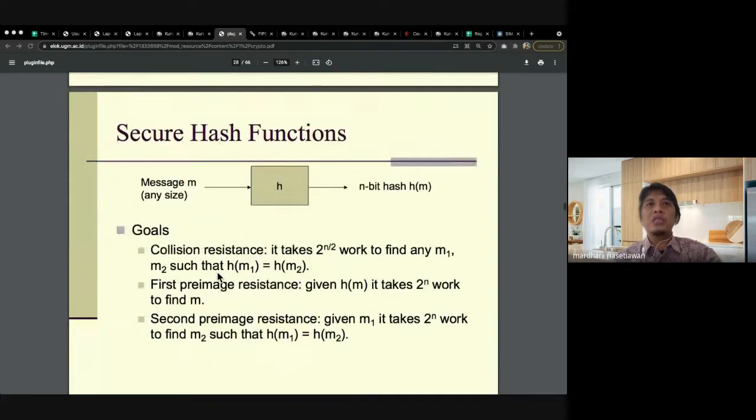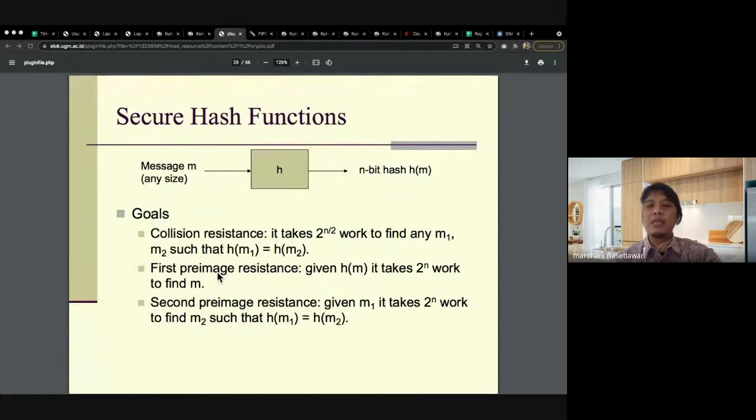So this is the secure hash function. This is the very basic hash algorithm that we use on blockchains. When we have a message of any size, we modify the message using the hash, and that's why we have the n-bit hash here. The goal is achieving collision resistance, which is very important for hash. Then first preimage resistance means the work to find M, and second preimage resistance means the work to find M2, such that the hash of M1 is the same as the hash of M2. So this is the secure hash function.